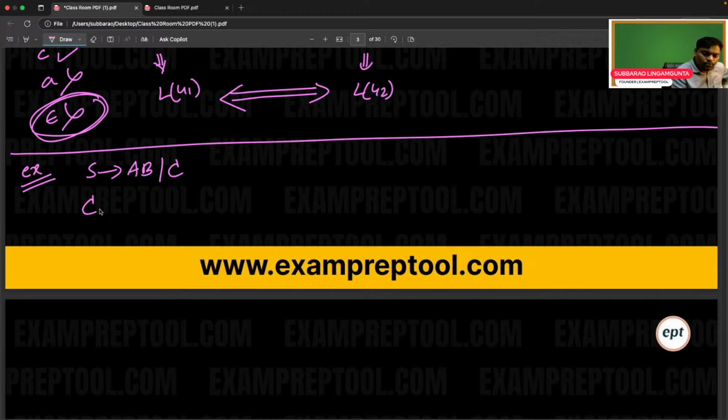S goes to AB, RC. C goes to RD. D goes to small d. S goes to AB or capital C. Capital C goes to capital D. Capital D goes to D. Right? That is okay. This is the given grammar.